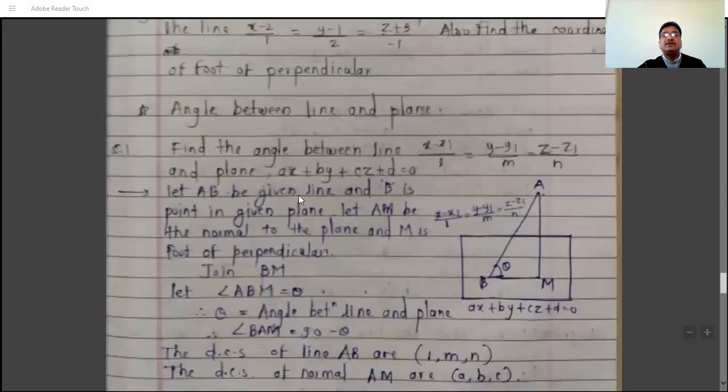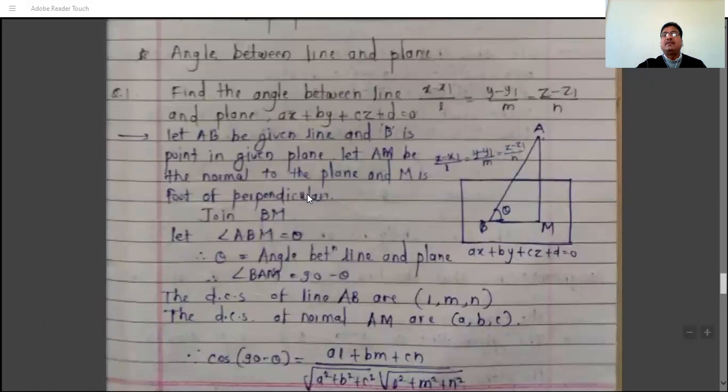The next topic is the angle between a line and a plane. In the previous topic, we covered the angle between planes or angle between lines. In this topic we have to learn the angle between a line and a plane. We'll see this topic in the next lecture.